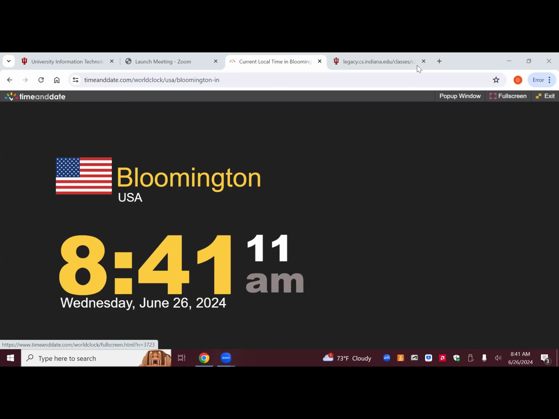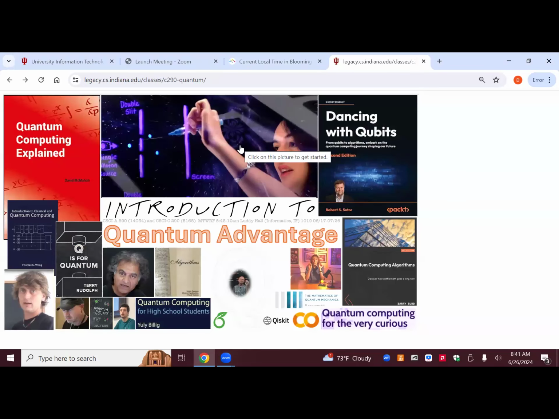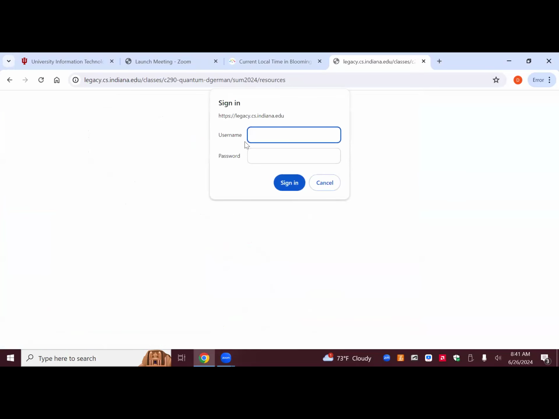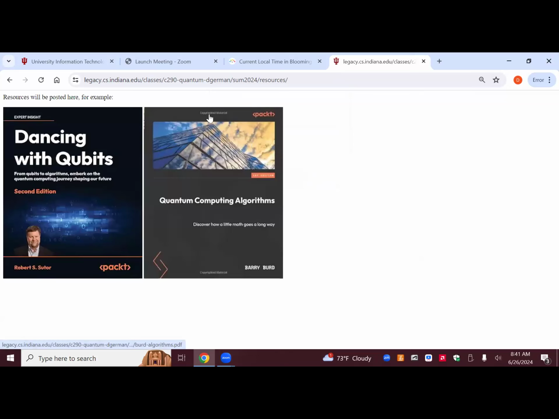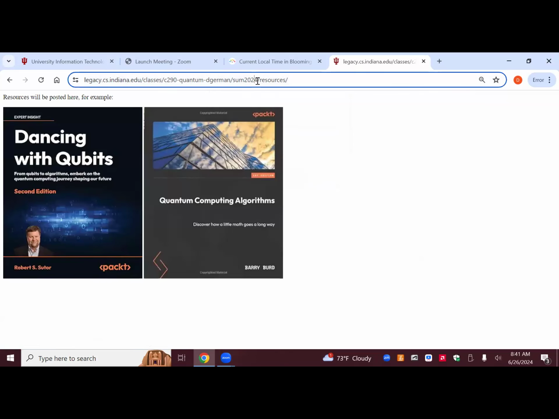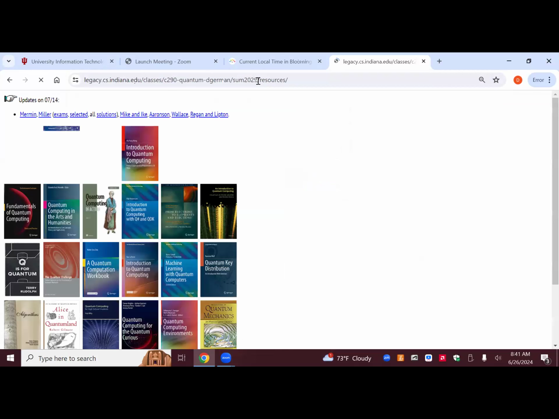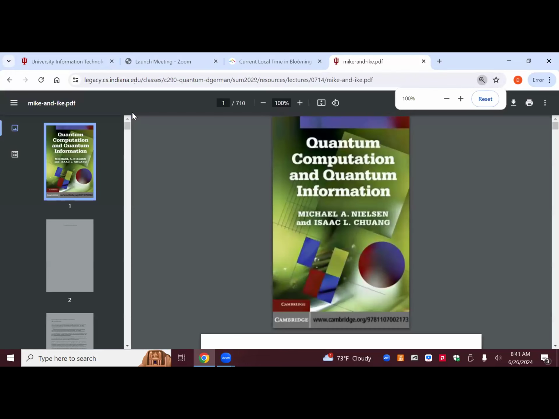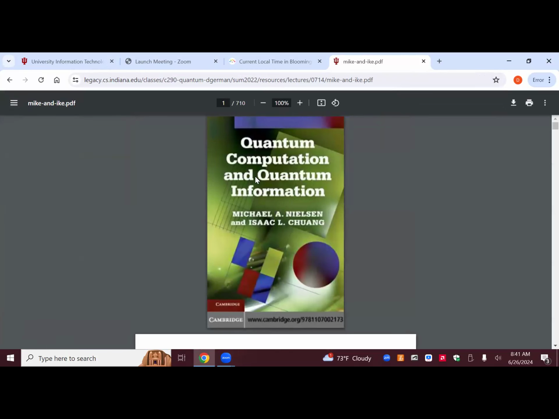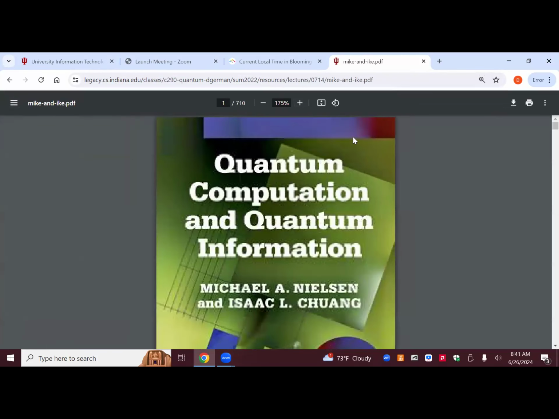So we have a few people logged in. If I were to click here, go to resources, type my username and password. I am completely aware that some people do not have access to the resources online, and I am slowly putting them into Canvas. And if I were to go into 22, since this is recorded, let me see, where is the Mike and Ike? Mike and Ike is right here. I'm going to increase this and close the participants.